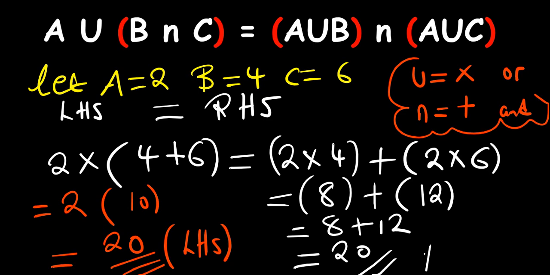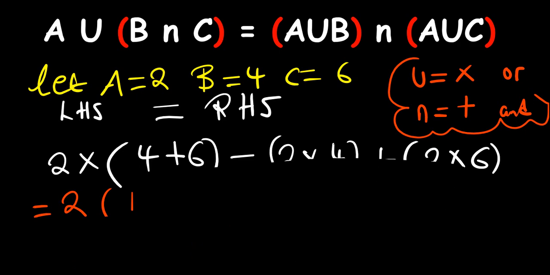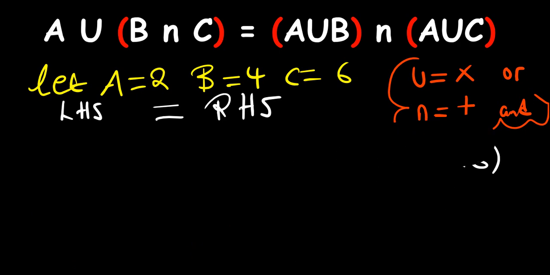This is the right hand side. Now you're able to see that the left hand side is giving us the right hand side. Hence we've proved the distributive law using normal algebra. So that's how you prove it if you're going to use normal algebra.